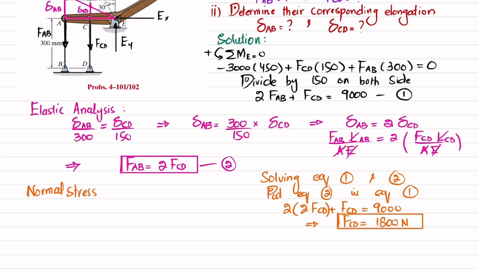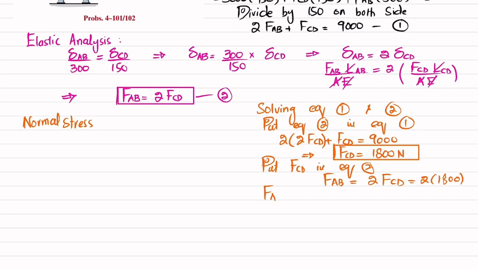Now put this FCD in equation number 2. You will get FAB is equal to 2 times FCD. So 2 multiplied by 1800 Newton will give you FAB, which will be equal to 3600 Newton. So these are the two forces in wires AB and CD. Now we will check the stress in these wires.